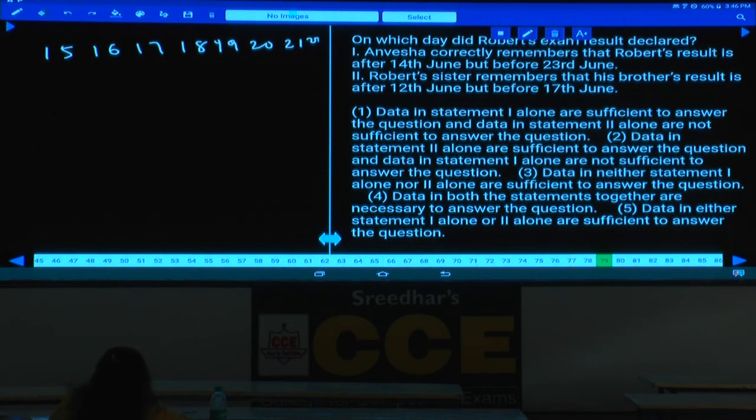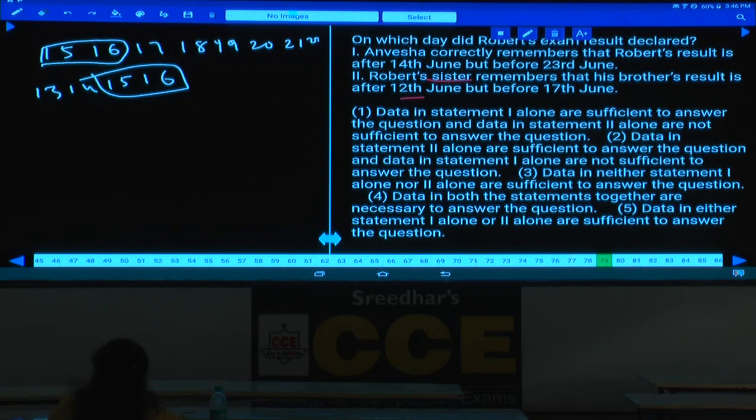Then condition number 2. Robert's sister remembers that his brother's result is after 12 but before 17. After 12 before 17 it could be 13, 14, 15, 16. Then by combining these two, how many dates are common here? 15 and 16 are common. Here also 15 and 16. What can you infer here? Either the result could be on 15 or 16.